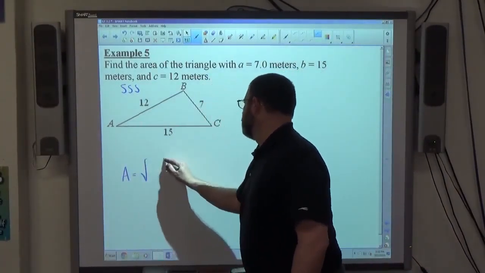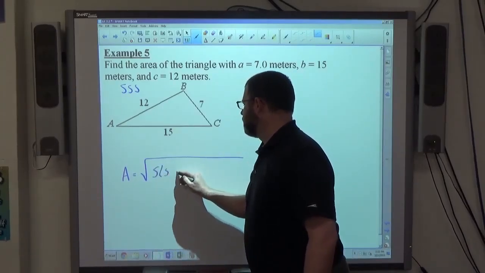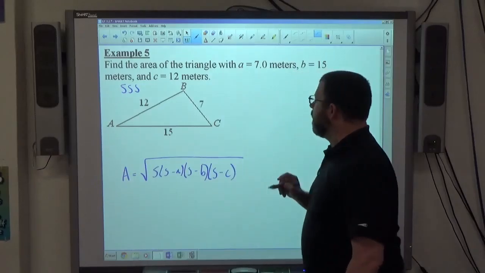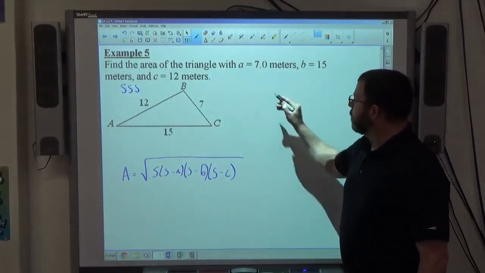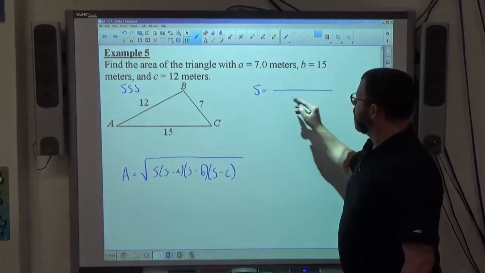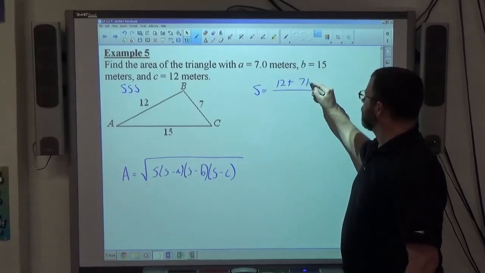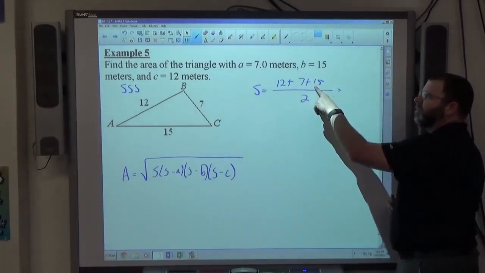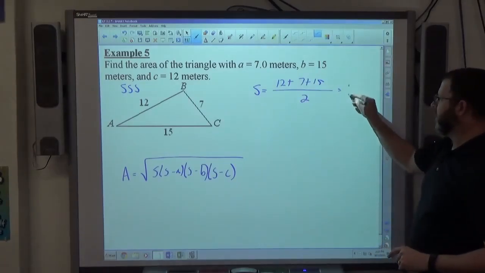Area equals the square root of s times s minus a times s minus b times s minus c. So the first thing I'm going to do is find out what s equals. s is equal to half the perimeter. So 12 plus 7 plus 15 divided by 2. 19 and 15 is 34, divided by 2 is 17.